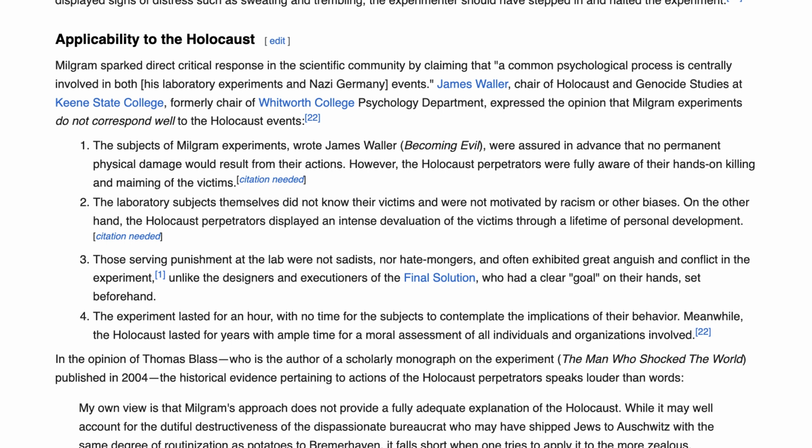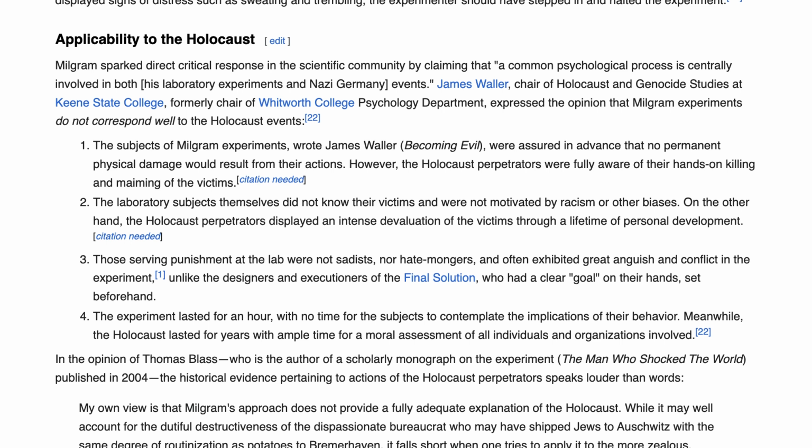Those serving punishment at the lab were not sadists, nor hate-mongers, and often exhibited great anguish and conflict in the experiment, unlike the designers and executioners of the final solution, who had a clear goal on their hands, set beforehand. The experiment lasted for an hour, with no time for the subjects to contemplate the implications of their behavior. Meanwhile, the Holocaust lasted for years, with ample time for a moral assessment of all individuals and organizations involved.